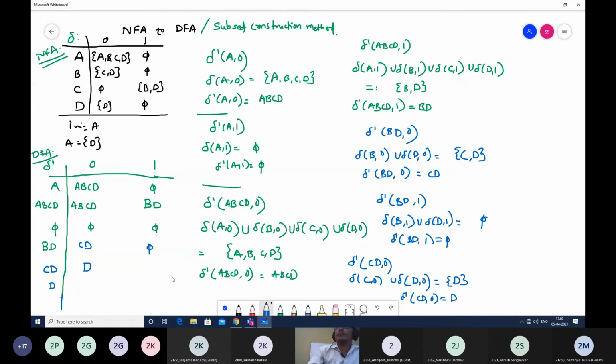Are you getting this? Next, we will be calculating delta dash of CD comma 1. For that I'll use delta of C comma 1 union delta of D comma 1.